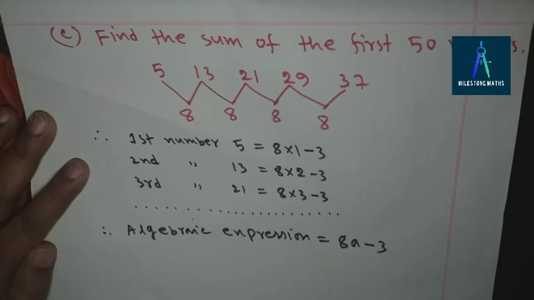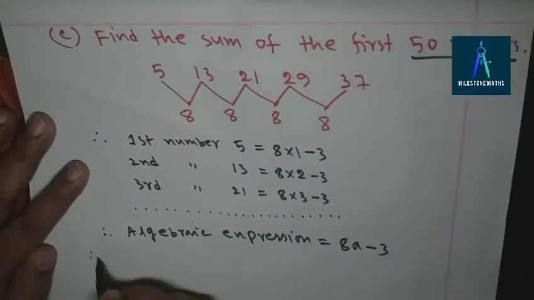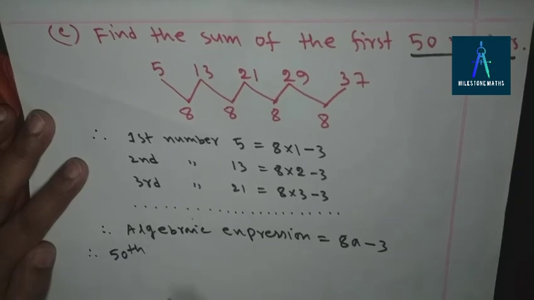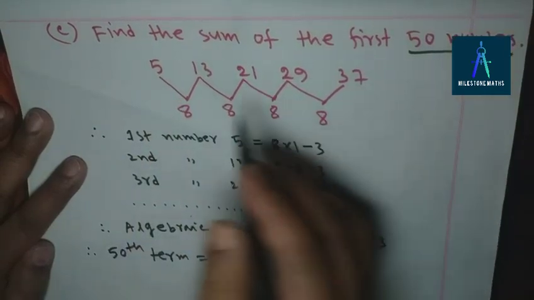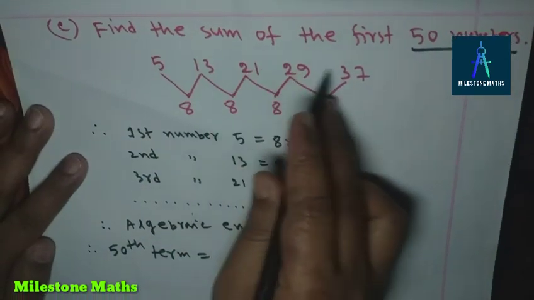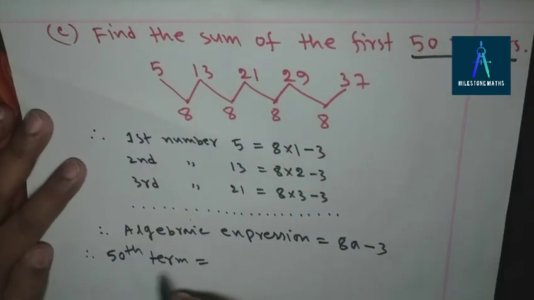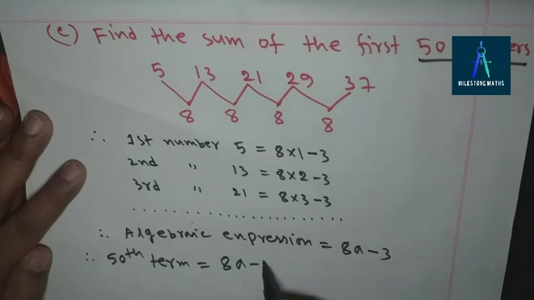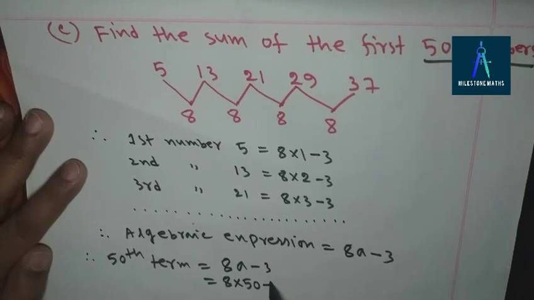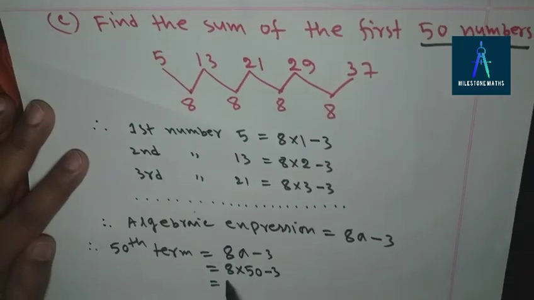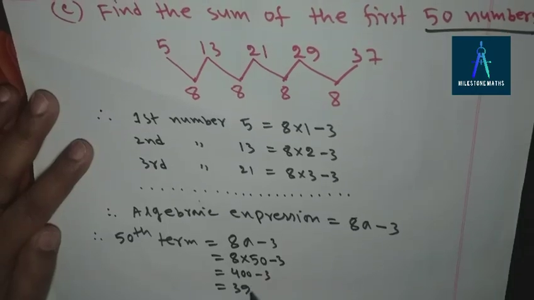Okay, now we will find out the 50th number. Therefore the 50th term is, because you don't know what is the 50th term, the first term, second term, third term, fourth term, but which one is the 50th term? Now we are going to find it out. So 50th term equal to 8a minus 3, that means 8 multiply 50 minus 3. So 400 minus 3, that means 397.